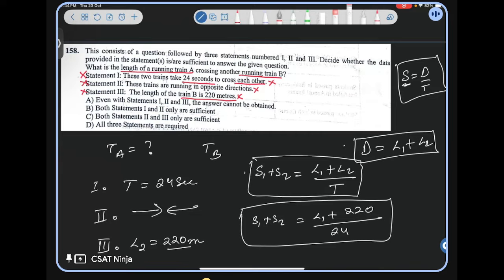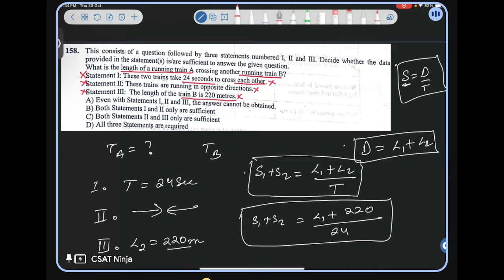In this equation, how many unknowns are there? In one equation, there should be only one unknown if you are to get the answer. We don't know their speeds. Speed of one and speed of the second train, we don't know. That means we don't know this. What about this? We don't know this either. So if you have two unknowns, or in this case three unknowns, we won't be able to solve this question.